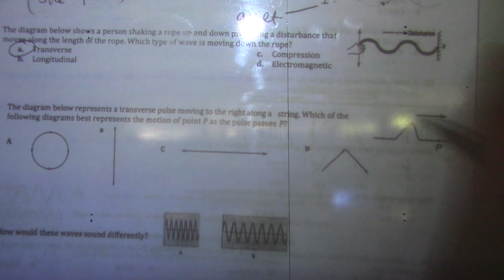Number 6, which of the following represents the motion as the pulse passes point P? So in this case, the wave is going to the right. What point P is going to do is go up and then come back down, and then it'll stay in the same spot. So for sure it's going up and down.